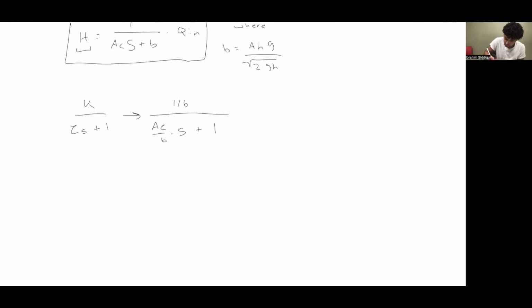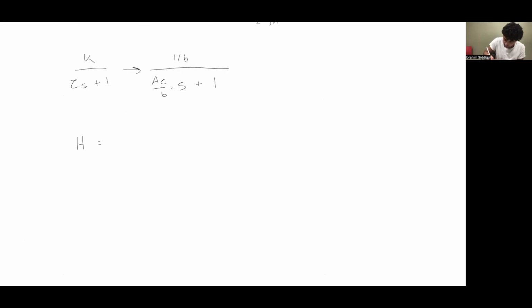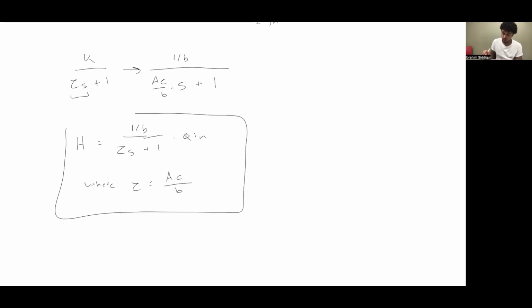Okay, so what we essentially get for our final equation using this transfer function is H is going to be equal to 1 over B over, again using this term now, our tau S plus 1 times Qn, where our tau is going to be equal to AC over B. Okay, so this is essentially our final equation for our transfer function. We can go ahead and now move on to the second part of part A.